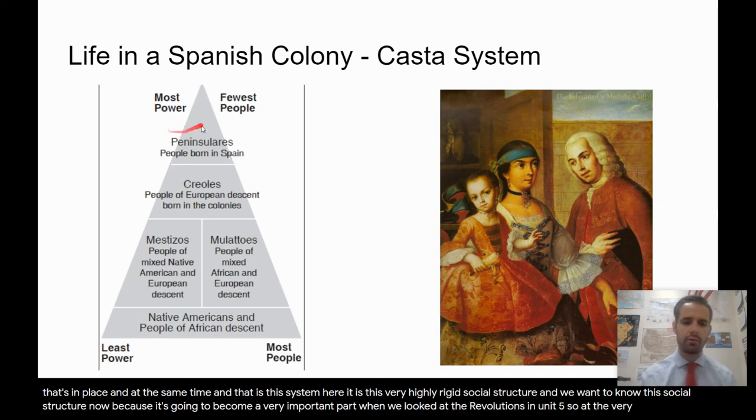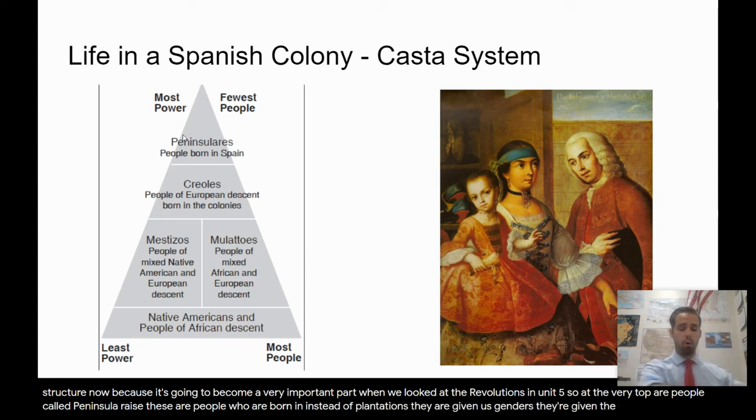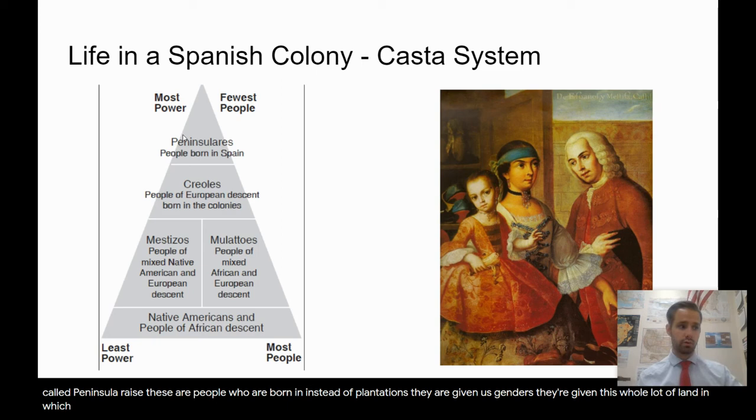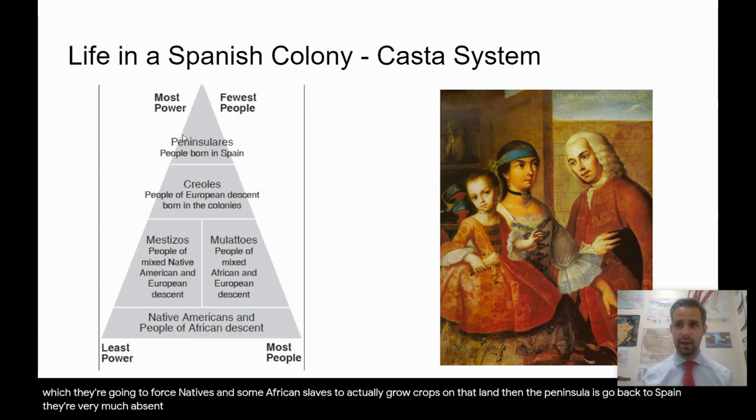So up at the very top are people called peninsulares. These are people who are born in Spain, who come to the New World and set up plantations. They are given haciendas. They're given this whole lot of land in which they're going to force natives and some African slaves to actually grow crops on that land. Then the peninsulares go back to Spain. They're very much absentee landlords. They own the land, but they're really not there.